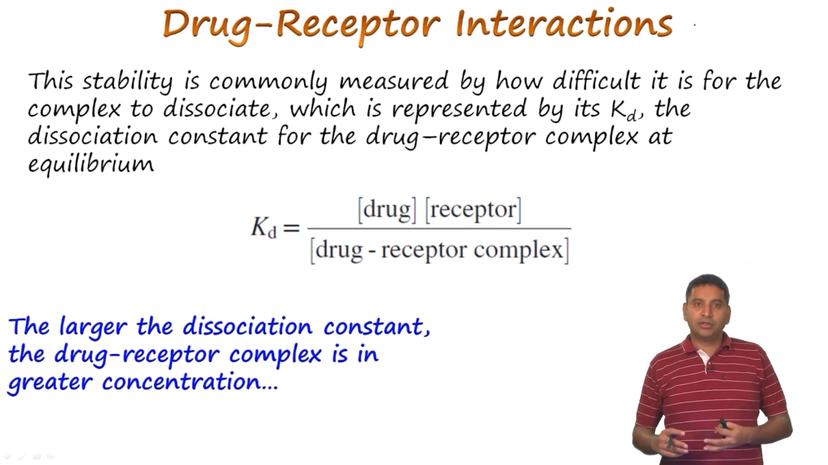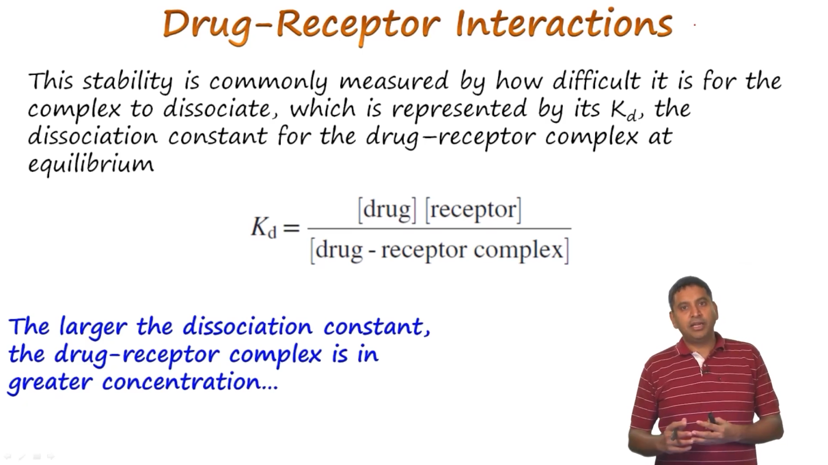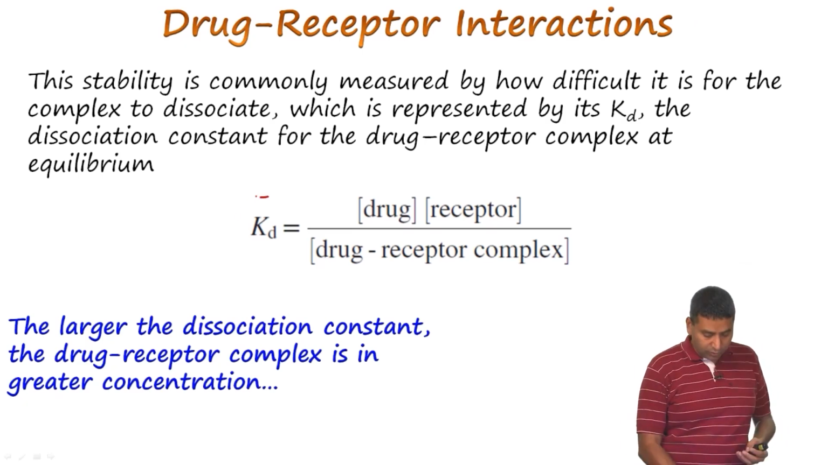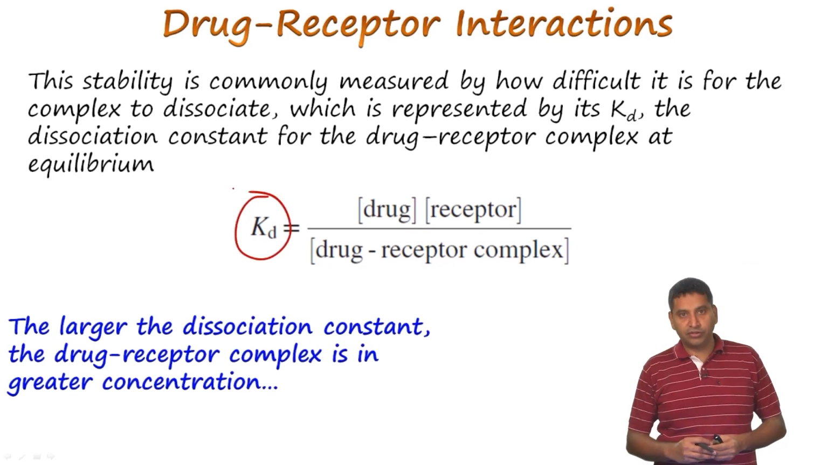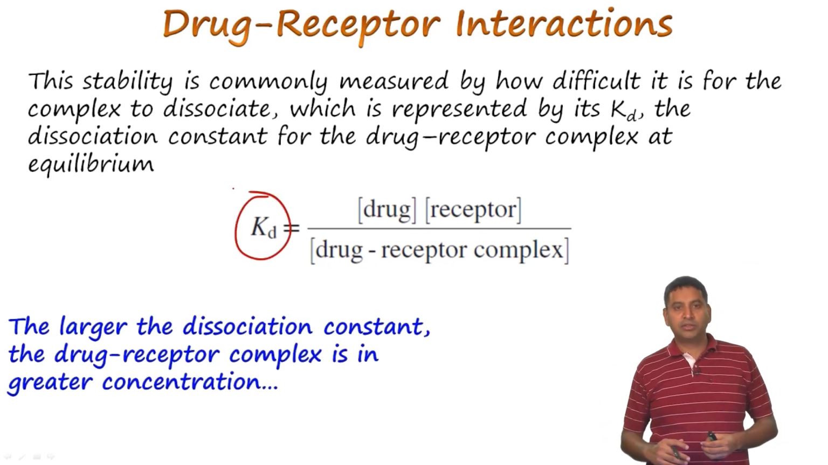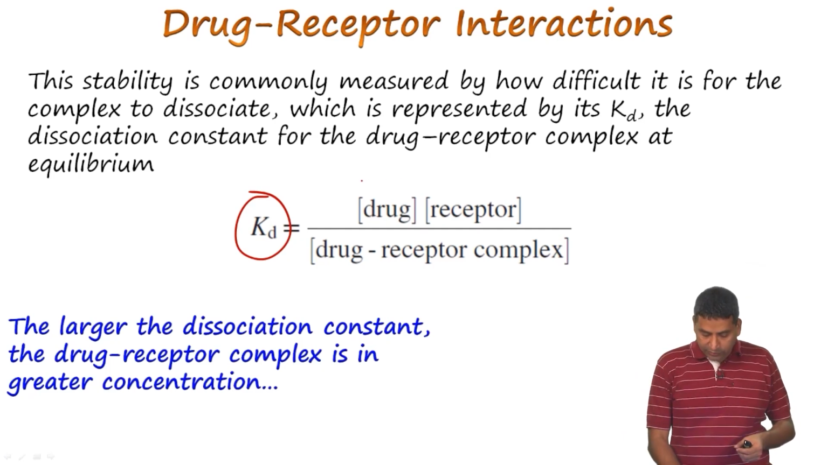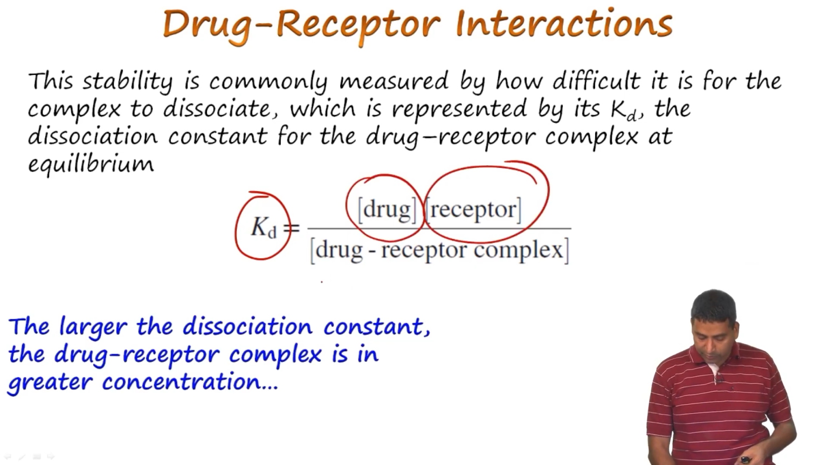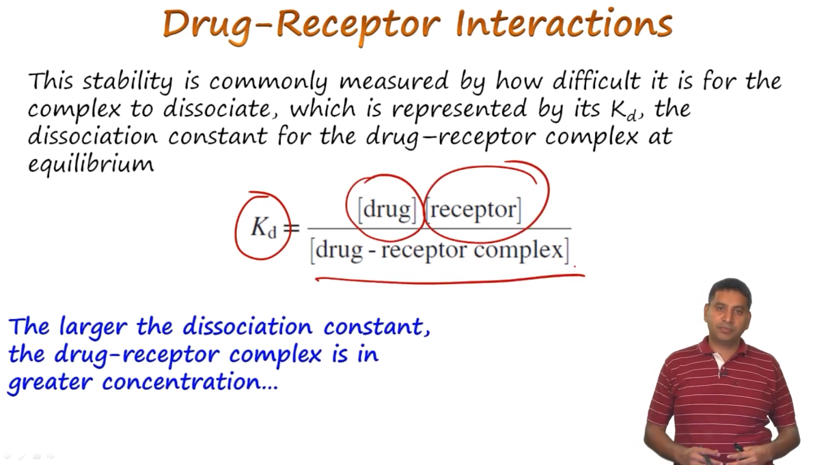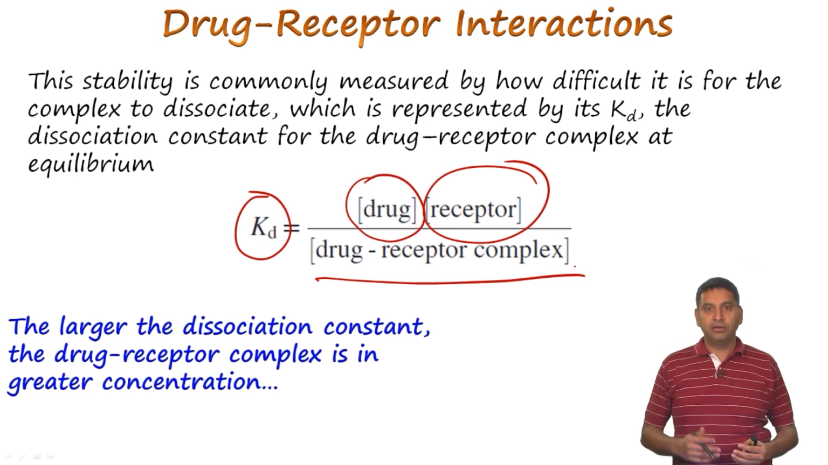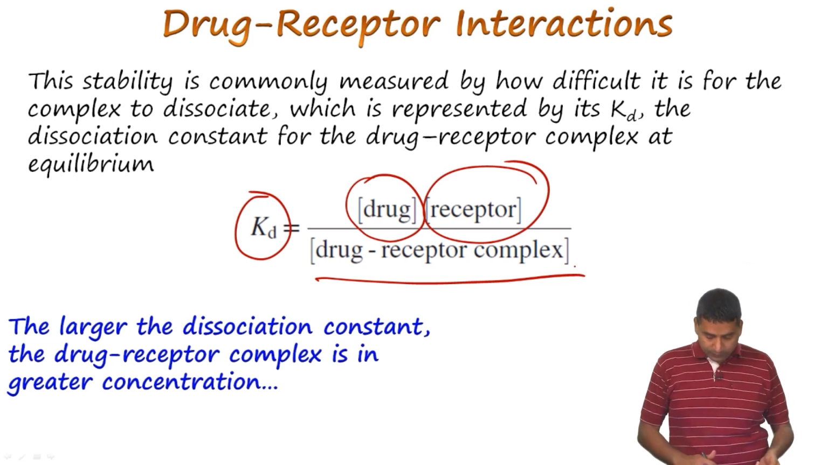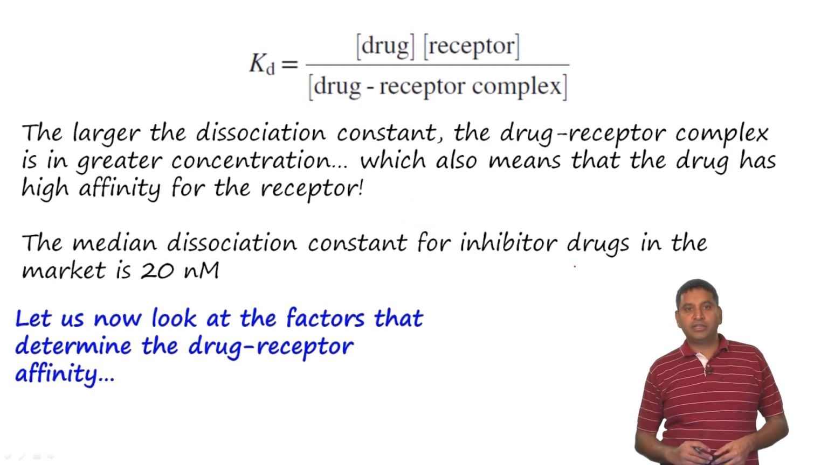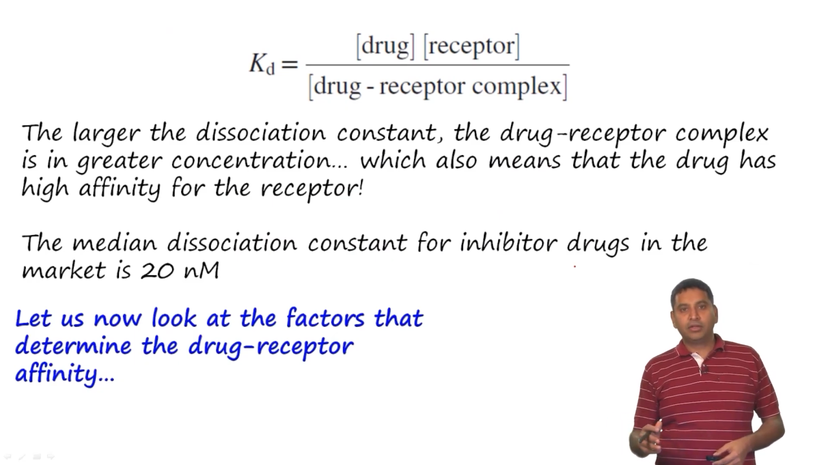The stability is usually defined by an equilibrium constant, which we shall call Kd, which is known as the dissociation constant of the drug receptor complex. The dissociation constant is defined as the concentration of the drug multiplied by the concentration of the receptor divided by the concentration of the drug receptor complex. So, very simply, the larger the dissociation constant, the drug receptor complex is going to be in a greater concentration.